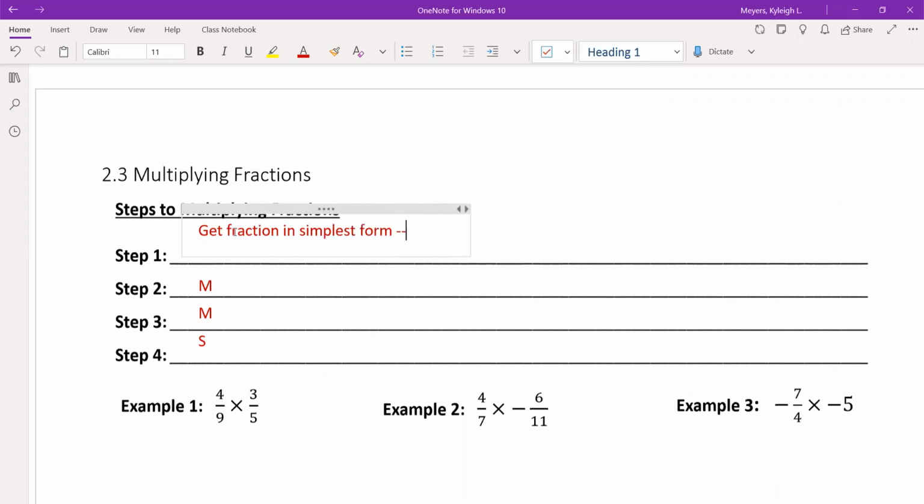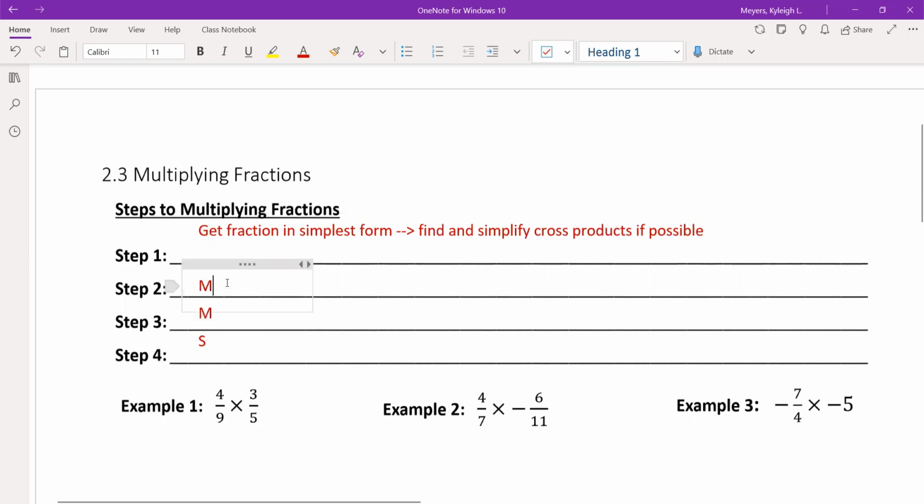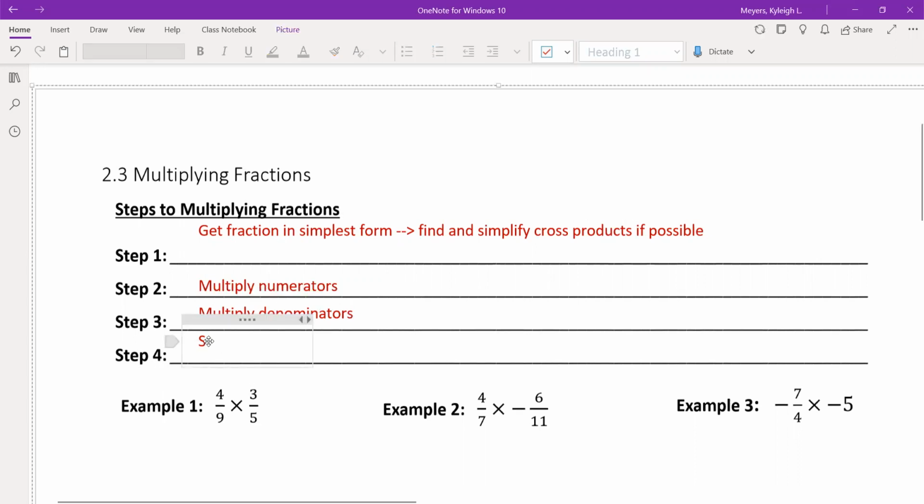So what I mean by that is look for cross products. Find and simplify cross products if possible. And we'll talk about what cross products means. Then once you simplify those fractions as much as they can be, then you multiply the numerators. And then step 3 is to do the opposite and multiply the denominators. And then the last part, of course, is to simplify.